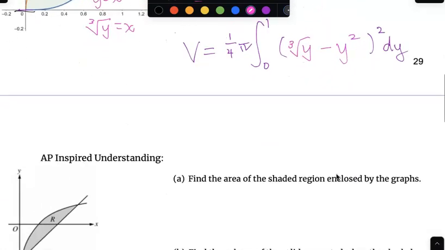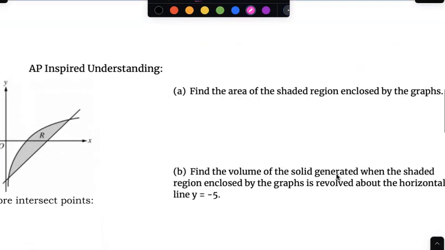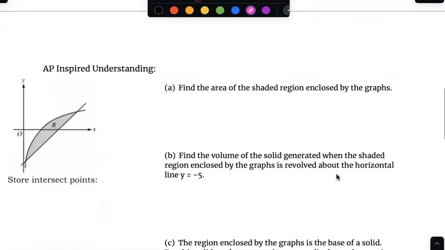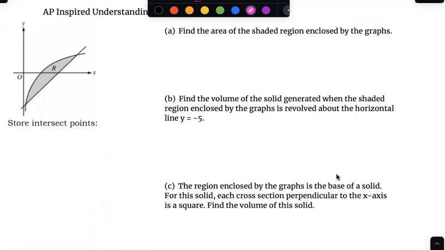All right, AP Inspired Understanding. This comes from a free response. I don't actually have the names of the functions written down, and that's because I just want to talk about the understanding. So we're going to call this top function f. We'll call the bottom function g. And then you want to store your intersect points. So you'll find whatever A is and whatever B is, and you'll press store as A and store as B, so that way, when you are calling them back, you don't have any rounding errors.